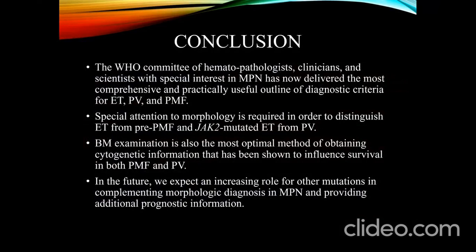Conclusion: the WHO committee of hematopathologists, clinicians, and scientists with special interest in MPN has now delivered the most comprehensive and practically useful outline of diagnostic criteria for essential thrombocythemia, polycythemia vera, and primary myelofibrosis. Special attention to morphology is required in order to distinguish essential thrombocythemia from primary myelofibrosis and JAK2 mutated essential thrombocythemia from polycythemia vera. Bone marrow examination is also the most optimal method of obtaining cytogenetic information that has been shown to influence survival in both PMF and PV.